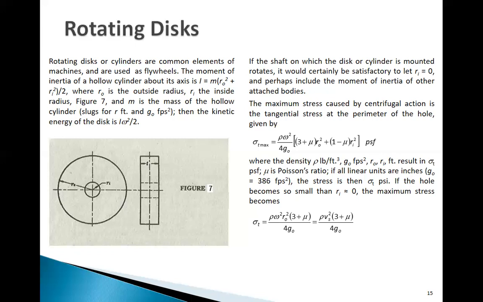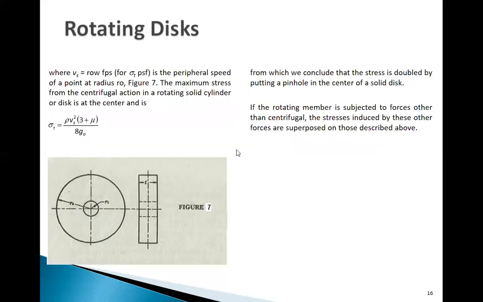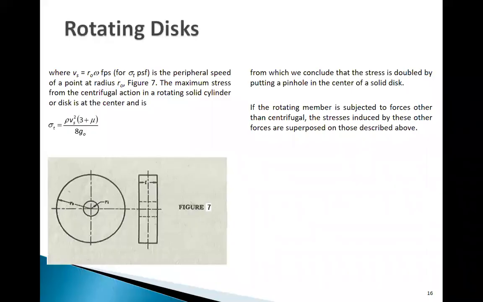If the hole becomes so small that R sub I is approximately 0, then the maximum stress becomes sigma t equals rho omega squared R sub O squared times 3 plus mu over 4 g sub O. Gamit mo ang formula kung very small ang butas. Where V sub S is the rim speed, V sub S equals R sub O omega in feet per second, or sigma t in pounds per square foot. It is the peripheral speed of a point at radius R sub O, figure 7.